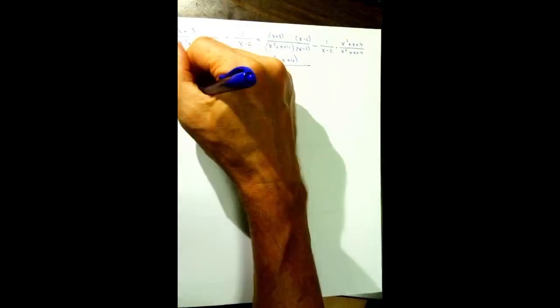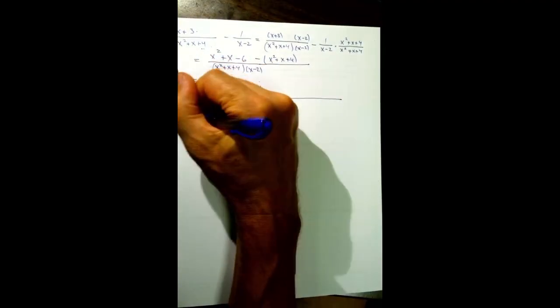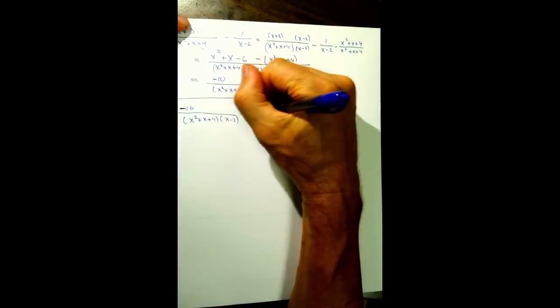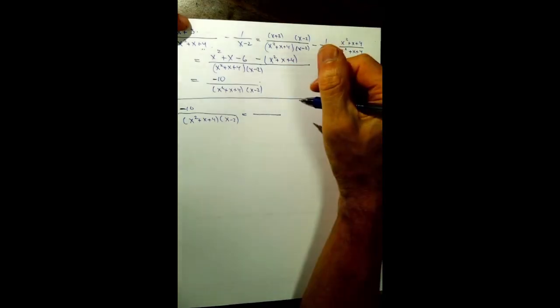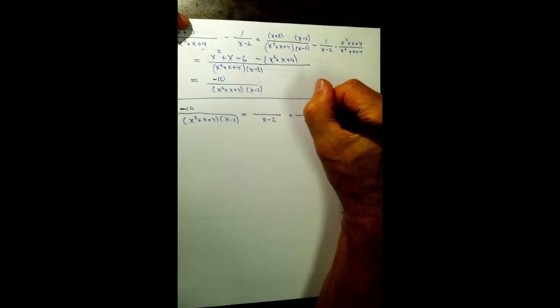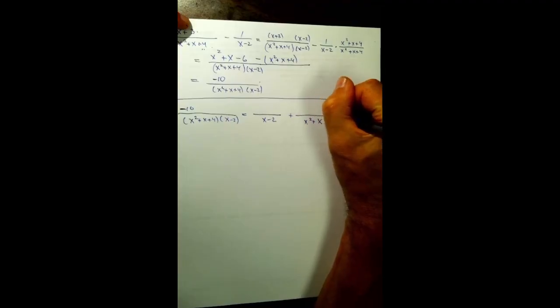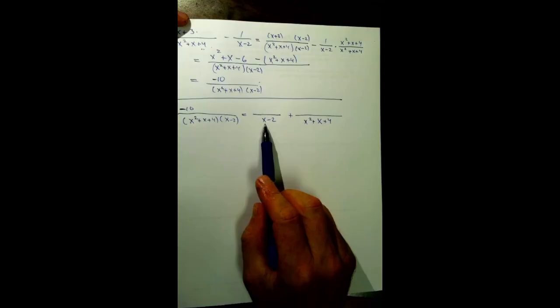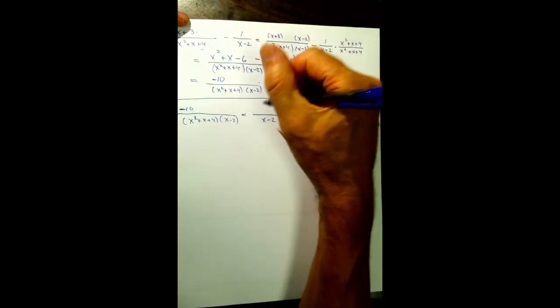So what does that mean? That means if I start off with −10 over (x² + x + 4) times (x − 2), I'm going to have something over (x − 2) plus something over (x² + x + 4). I have to consider all polynomials of degree less than 1 for this, but that is just a constant.